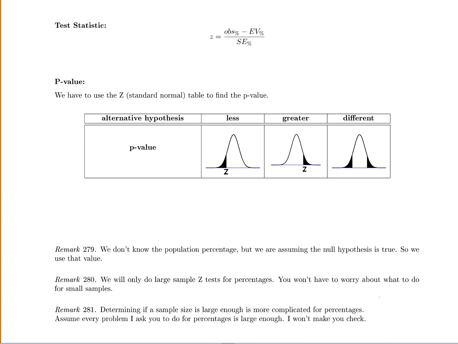So just a few remarks. We don't know the population percentage, but we assume the null hypothesis is true. So we use that value for all of our calculations. Also, we will only do a large sample z-test for percentages. You don't have to worry about what to do for small samples in this class. And finally, determining if the sample size is large enough, that's actually pretty complicated for percentages. So we're not going to worry about it in this class, so just assume that every problem I ask you for percentages is large enough. I'm not going to make you check or even really show you what it is, just because, again, it's more complicated than for averages.